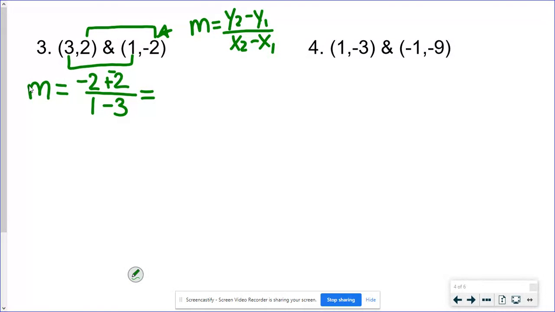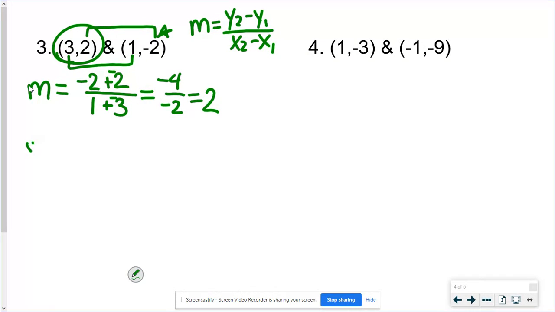This gives me -4 on the top, -2 on the bottom, which is a slope of 2. Now, I don't care which ordered pair you pick. In our last lesson, I said, let's just always stick with the first ordered pair. And I said, don't worry, I'll show you later that it doesn't matter which one you pick. I'm going to show you in just a second. So let's use that first ordered pair.